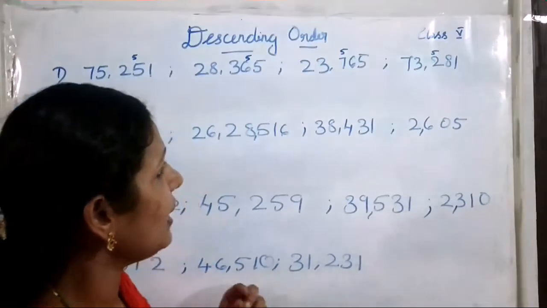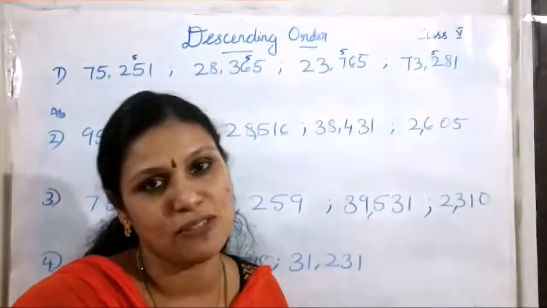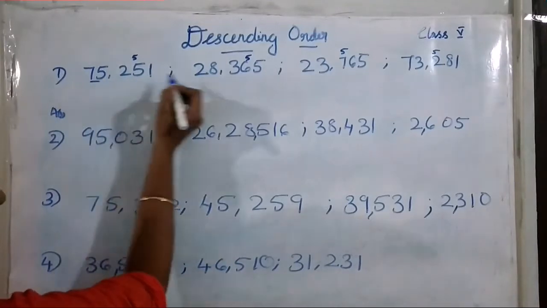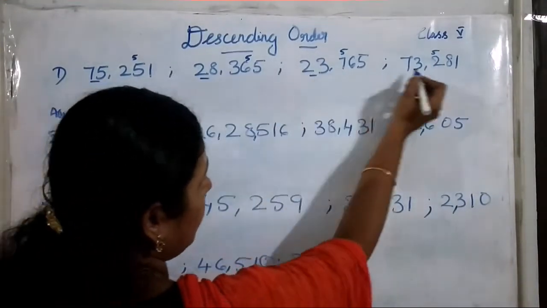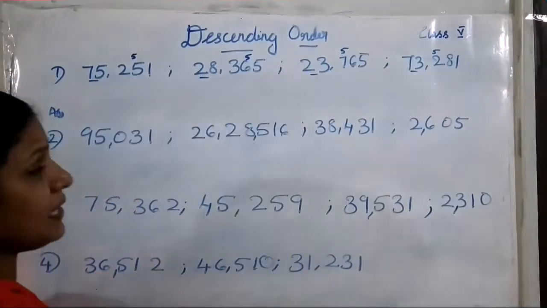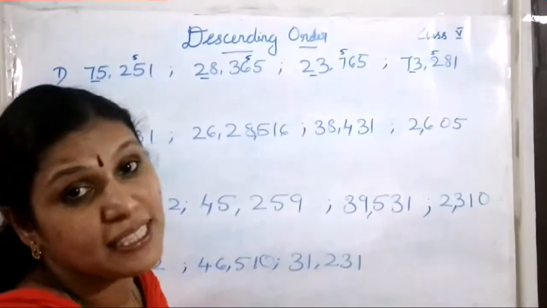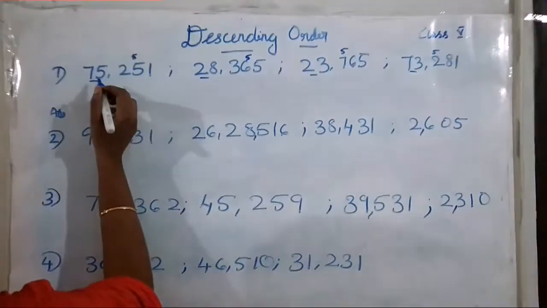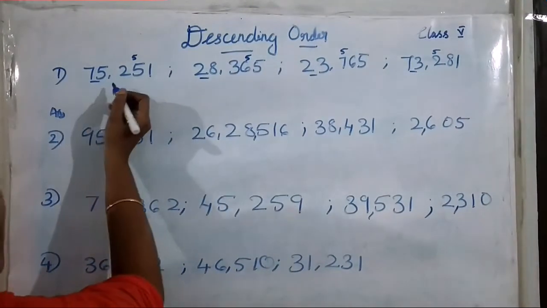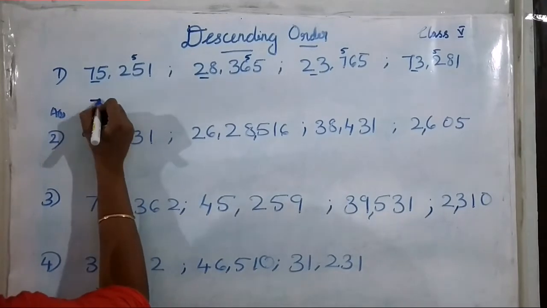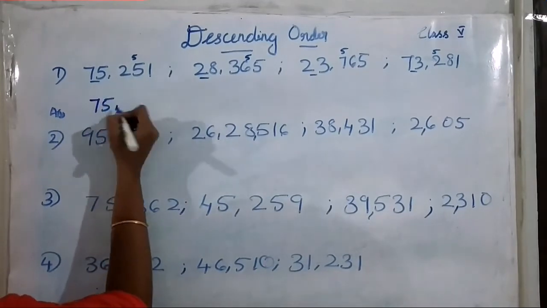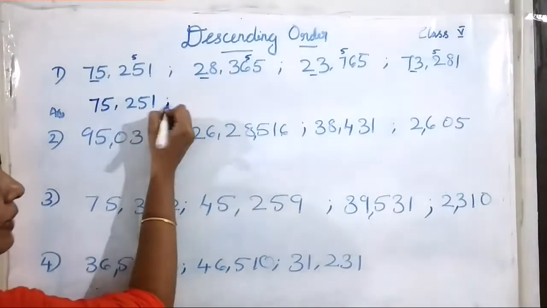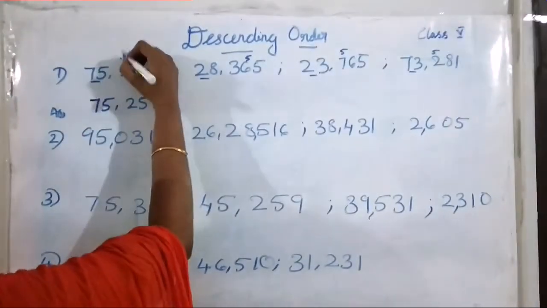So we select the highest place value. Here for each number, the highest place value is 75, 28, 23, 73. Comparing these, which is the bigger number? 75 is the bigger one. So we write 75,251 in the first place. Understood? We select this number.